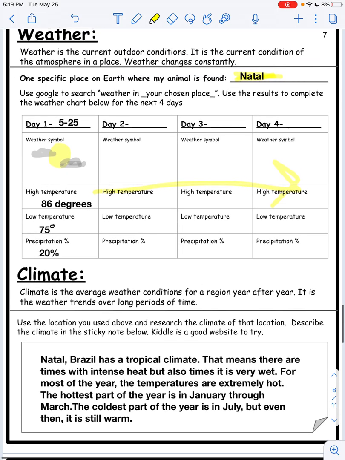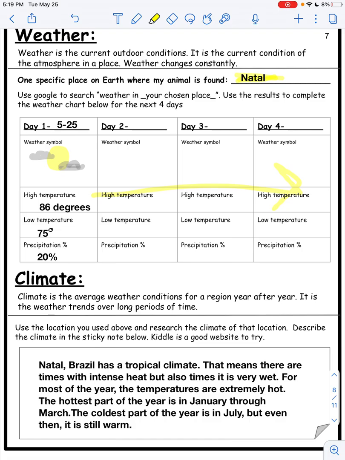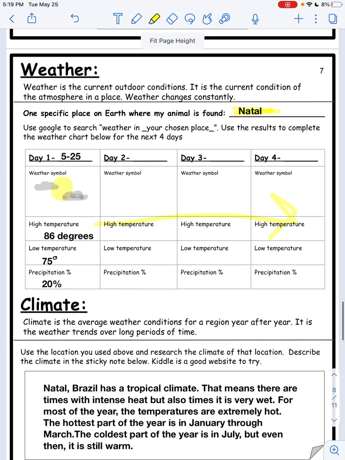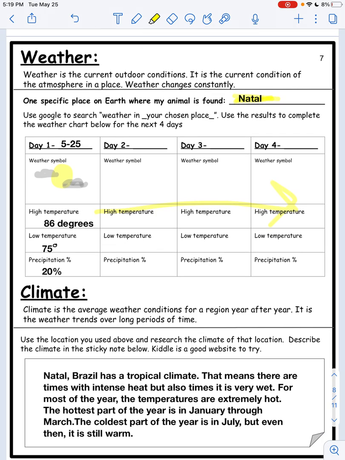So today you are researching the weather and climate in one specific place that your animal can be found. So today is a big day for research. You're going to have to do a lot of investigating. You've got this. Have fun.